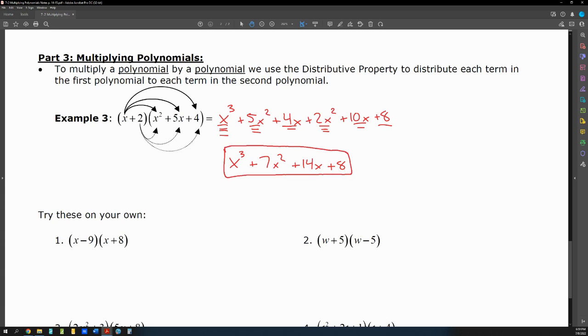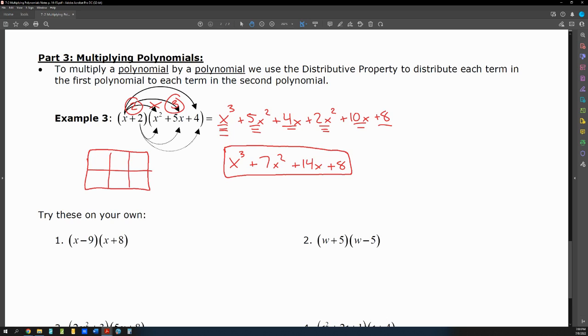Now, in some cases, I personally find the box method to be advantageous. I want to show you that in this example, example 3, how we would use the box method. So here we have a binomial, which has 2 terms, and a trinomial, which has 3 terms. So we're going to make a 2 by 3 grid. So here's our 2 by 3 table.